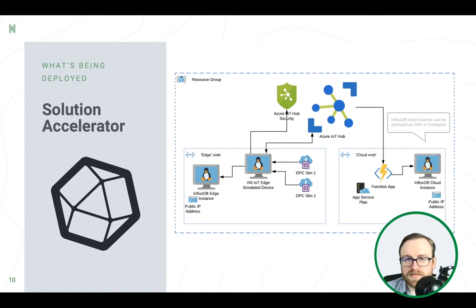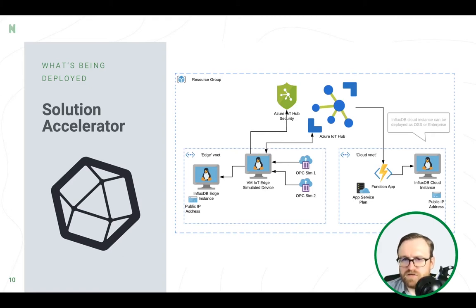Additionally, we're deploying a second server, which is running InfluxDB. This is going to be our edge instance of Influx. On the edge network, we have 2 container instances running, both of which are simulating OPC devices. If you're not familiar with OPC, OPC is just a protocol that's used a lot in manufacturing. So these are representing factory devices which will be communicating basic information about the running of certain machines.